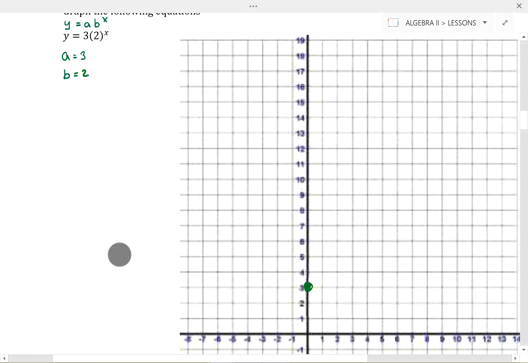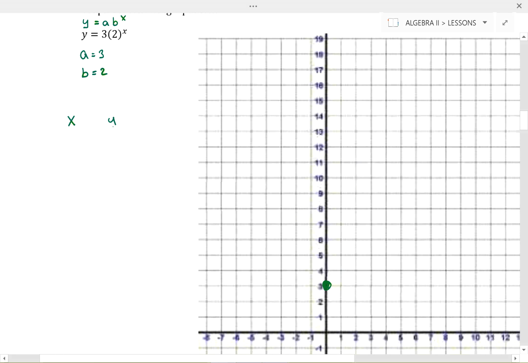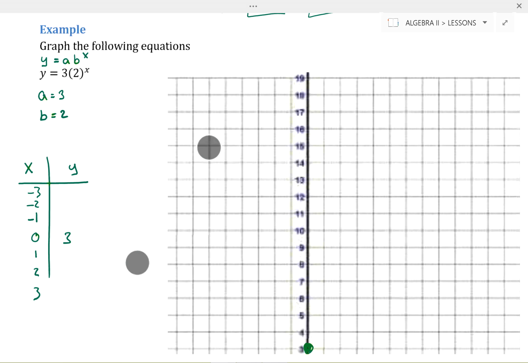Now to get the rest of the graph, we're simply going to construct a t-table. I want to see what the left-hand side and right-hand side of that looks like. So I know my y-intercept is at the point (0, 3), right? The x value of this point is 0, and the y value is 3. So I'm going to pick a negative 1 and a negative 2. I'm also going to pick a 1 and a 2 and a 3. I'll squeeze a negative 3 in here as well. So these are the values that we're going to plug in for x.